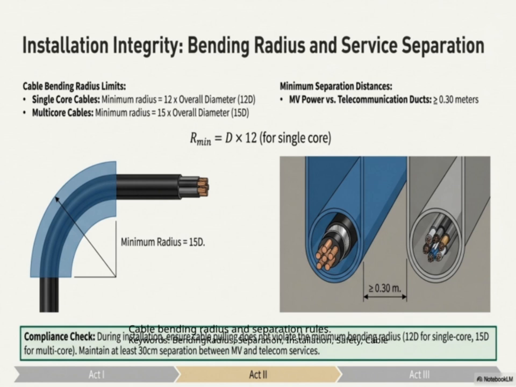Both bending radius and separation are key to ensuring the longevity and reliability of your cable system. By adhering to these rules, you not only protect the integrity of the cables, but also enhance overall safety during installation and operation. Remember, following these guidelines is essential for maintaining system performance and avoiding costly issues down the line. This is a fundamental part of the overall cable management strategy we've been discussing today.